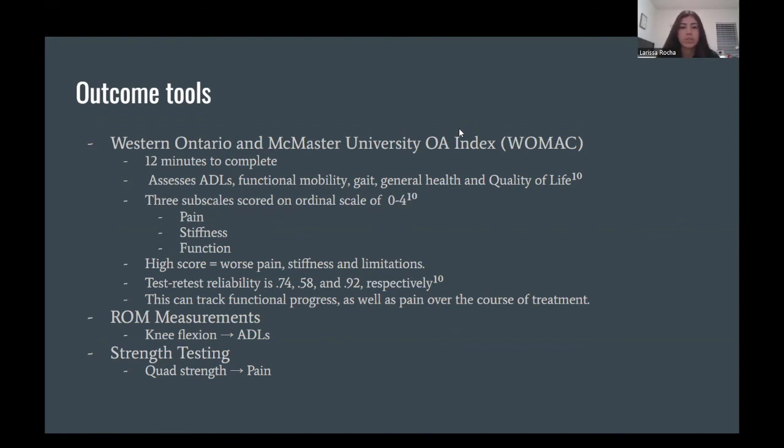We can also track physical progress through range of motion measurements and strength testing. As mentioned earlier, patients will most likely come into therapy with limited knee flexion and diminished quad strength. And knee flexion is needed to perform ADLs properly with good biomechanics, and quad strengthening is shown to decrease pain. So by measuring both range of motion and strength, we can track physical changes as well.